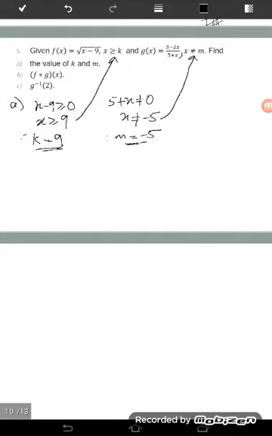Okay, so tambahan sikit. So how to find the range of f? Okay, tak ada dalam soalan lah, so saya tambah sikit lah. So how to find the range of f? This one. So square root function, the range, so we refer. Okay, so we refer square root x greater or equal to 0.